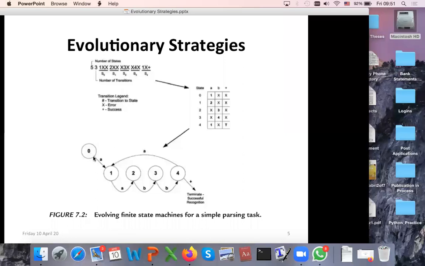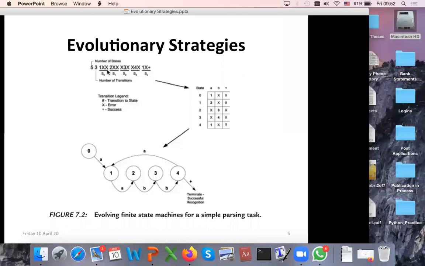For example, you can take an A and move on to state 1. You can take B and move on to state 3. And from state 4, we can take plus, and this is the end or the termination condition of this finite automata, where the machine will end. So there are 3 transitions, A, B, and plus, available only for this particular example. That's why 3 is mentioned here, which means the number of transitions available.